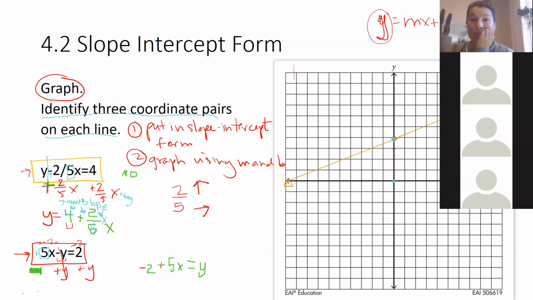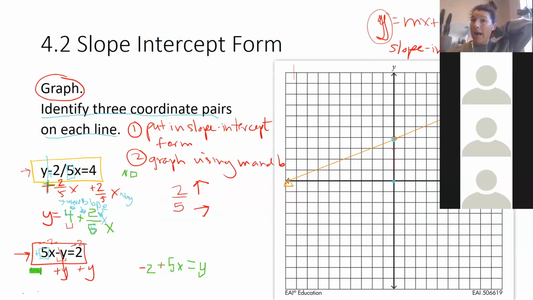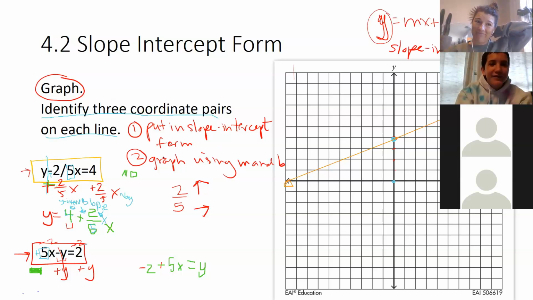So really important here, when you are graphing, slope-intercept form is the best form to use. So write yourself a note. Slope-intercept form for graphing is the best one because you can instantly see your y-intercept and your slope.